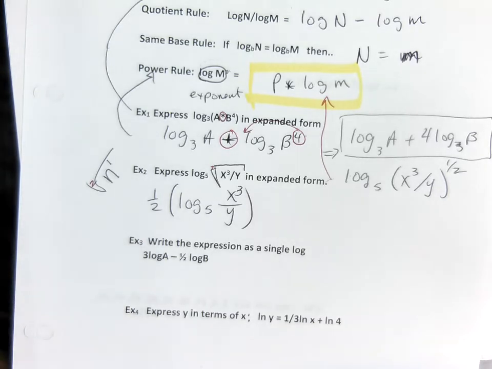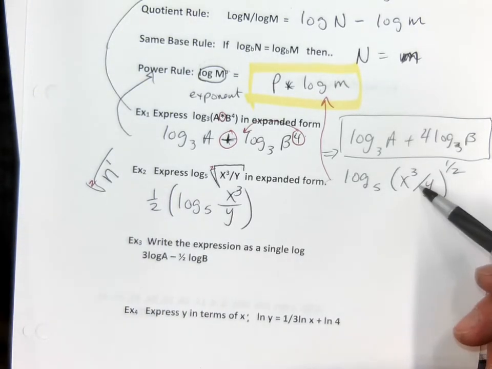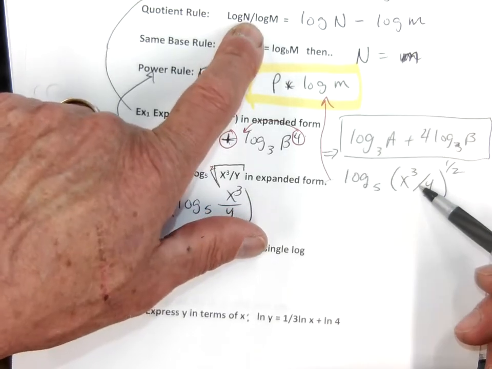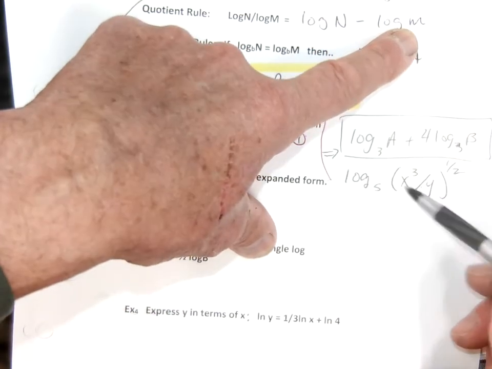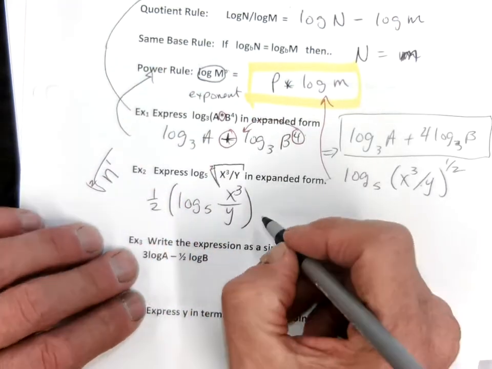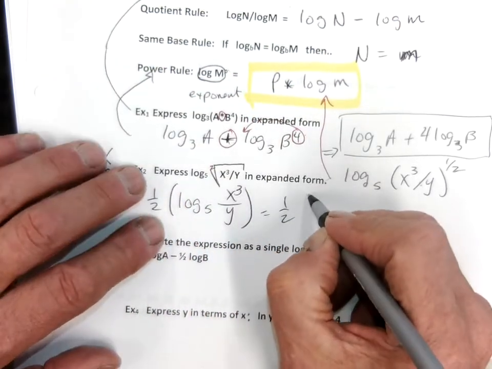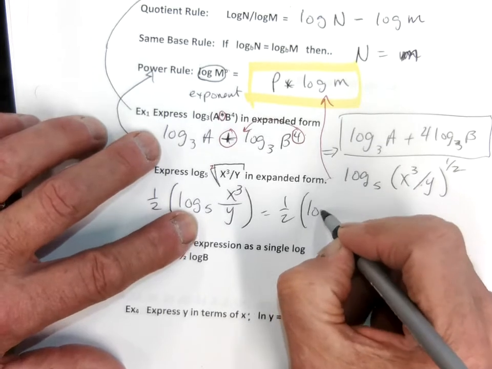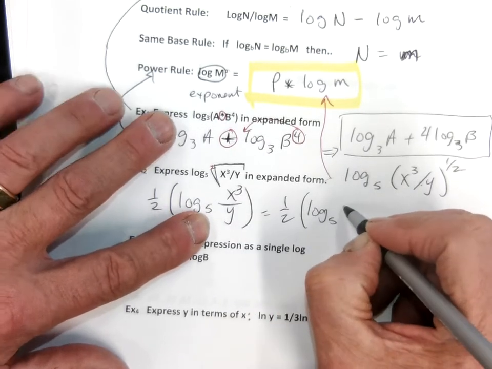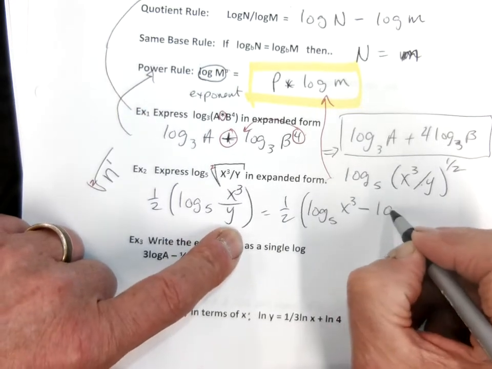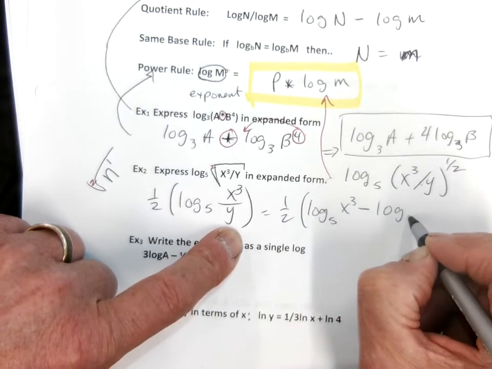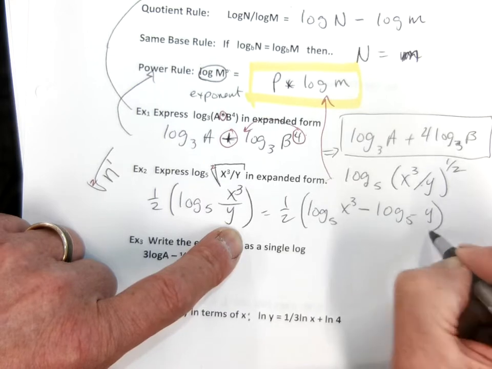Now, I've got a divide by, so I'm going to change my divide by to a subtraction. I'm going to rewrite them both, but I'm going to separate them both by a subtraction. So I'm going to have my 1/2 log base 5 of x cubed subtract log base 5 of y. How am I doing?